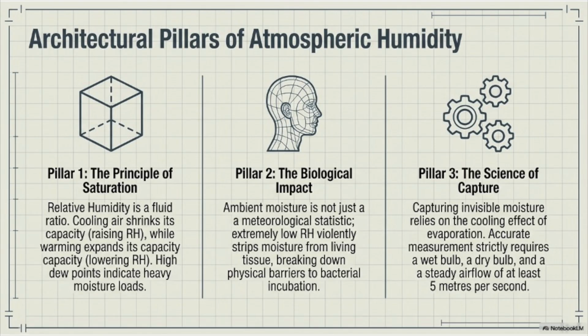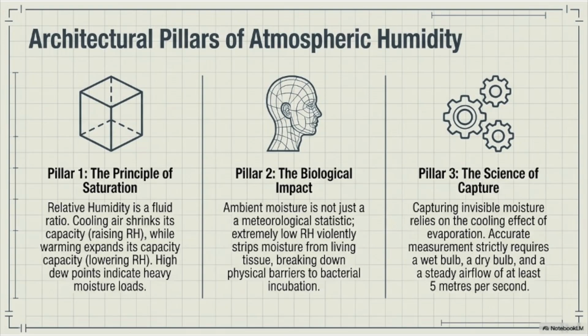To bring everything together, atmospheric humidity rests on 3 architectural pillars. The first pillar is the principle of saturation. Relative humidity is a fluid ratio. Cooling air shrinks its capacity and raises relative humidity, while warming air expands its capacity and lowers relative humidity, and high dew points indicate heavy moisture loads.